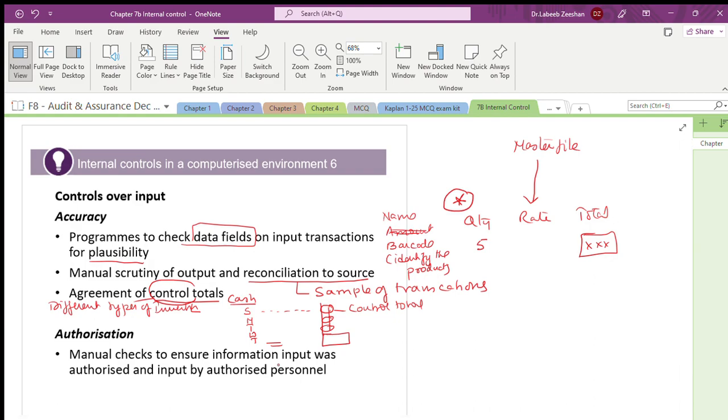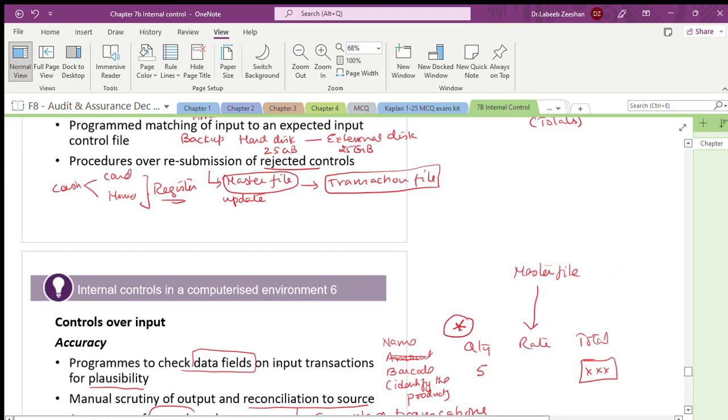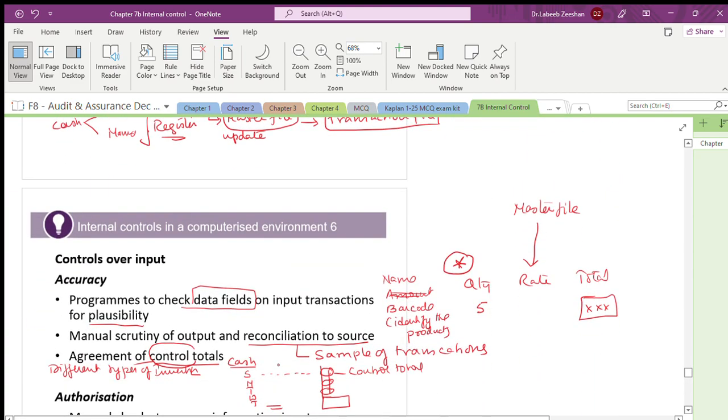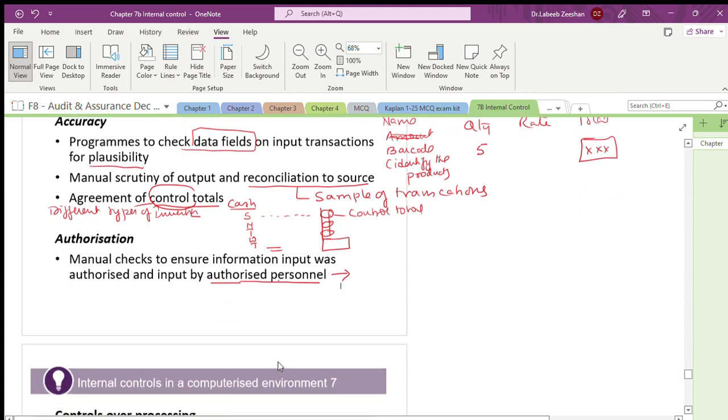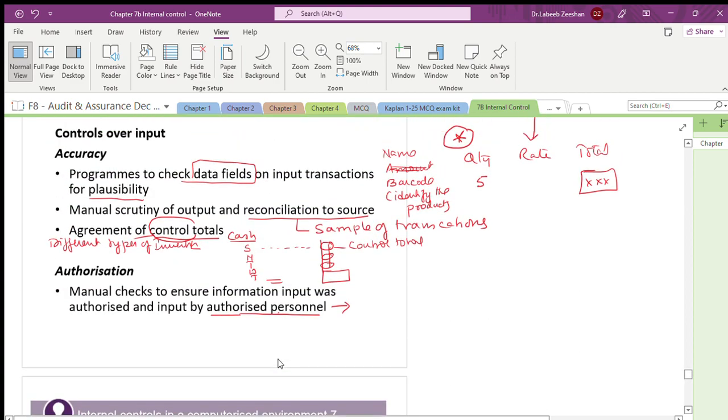Authorization. What we are doing is checking whether it has been done by the authorized persons or not. Manual checks to ensure information input was authorized and input by authorized persons. It means we have to make sure that we do not enter data which is not in the approval list. The first one is completeness, second is accuracy, third is authorization.